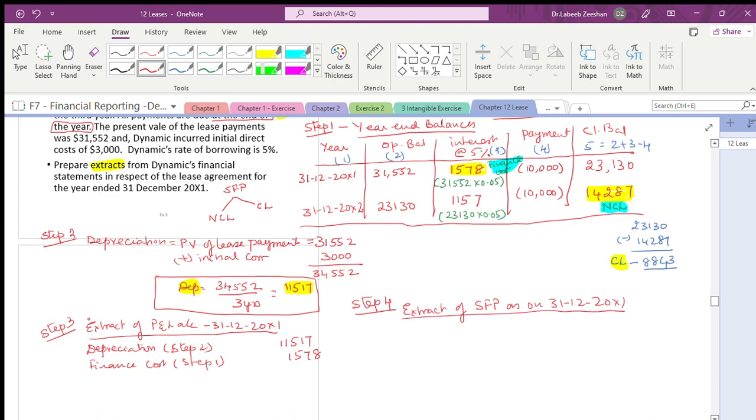Next, what happens? First, we don't have anything. We have non-current assets. How much is the non-current assets? Non-current assets value we have calculated. Is that step 2? This is non-current assets.